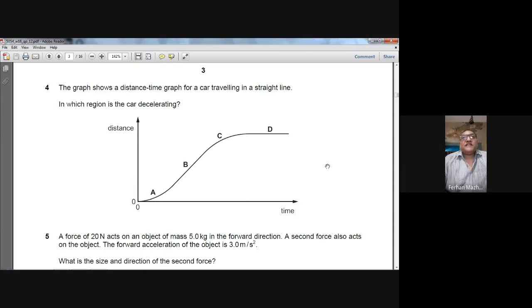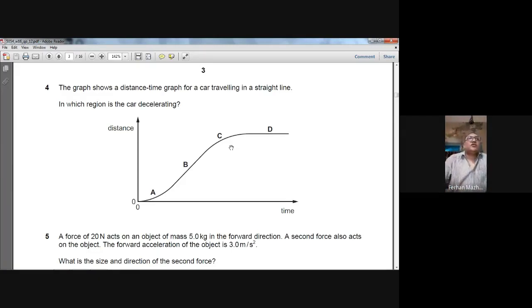When the graph is going upward and curving upward, its gradient is gradually increasing. There the speed is increasing, which means that the body is accelerating. And when the slope of the distance-time graph starts decreasing, that means the speed is decreasing, that means the body is decelerating. If you look at the graph carefully, you will see in region C, the slope has started decreasing. So region C is where the object is decelerating.